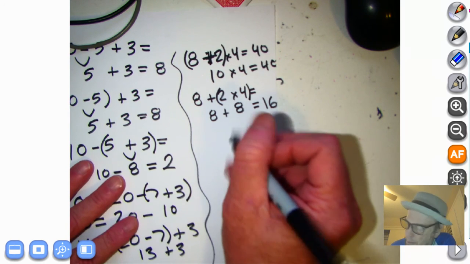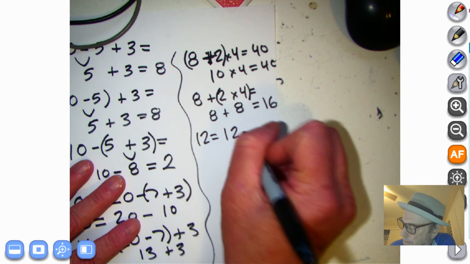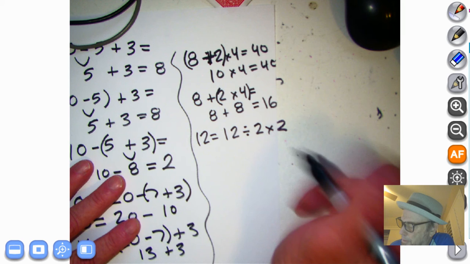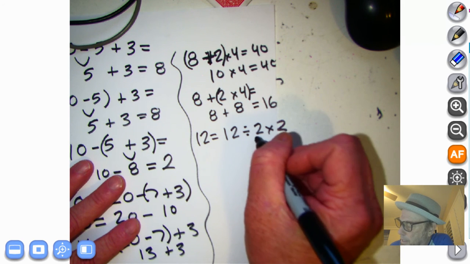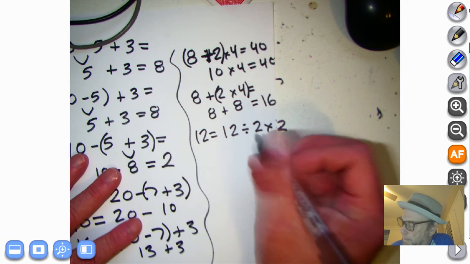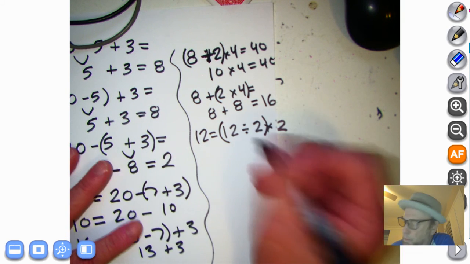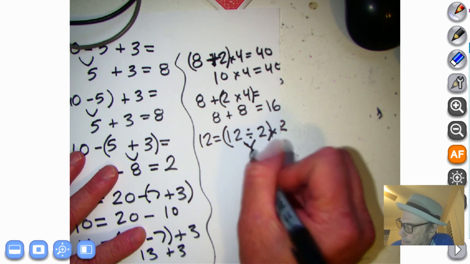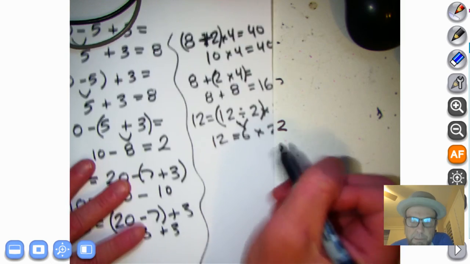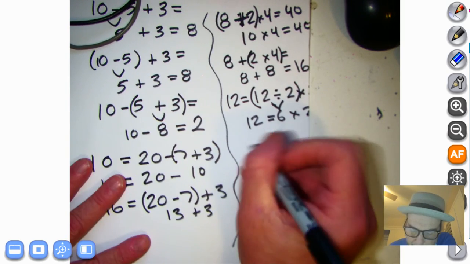We'll move right along. 12 equals 12 divided by 2 times 2. Where should I put those parentheses? If I put them over here, it'd be 2 times 2 is 4, and 12 divided by 4 is 3, so that's not going to work. So maybe if we went like this, 12 divided by 2 is 6, times the 2 equals 12. 6 times 2 does indeed equal 12. Oh, writing on my table. I better watch that.